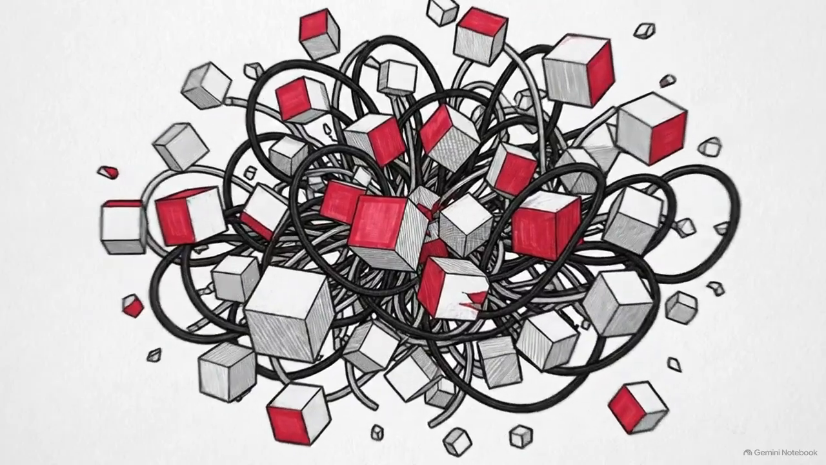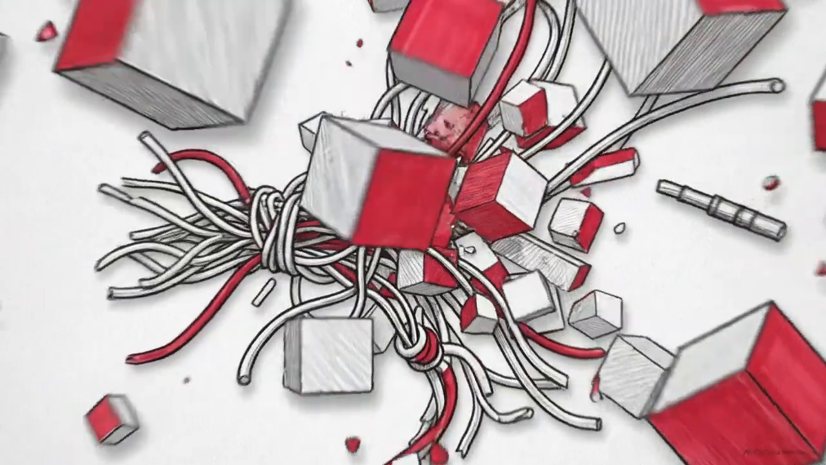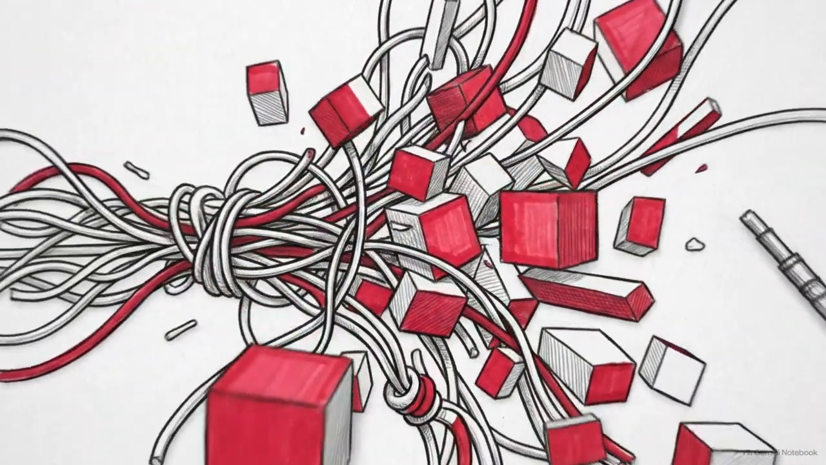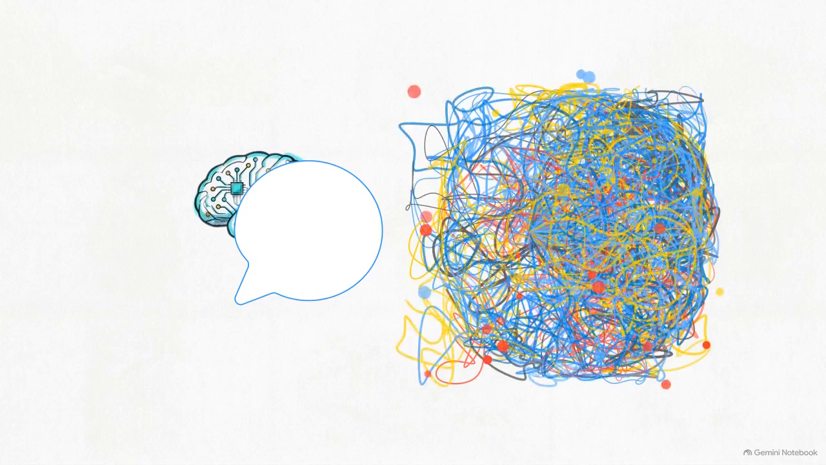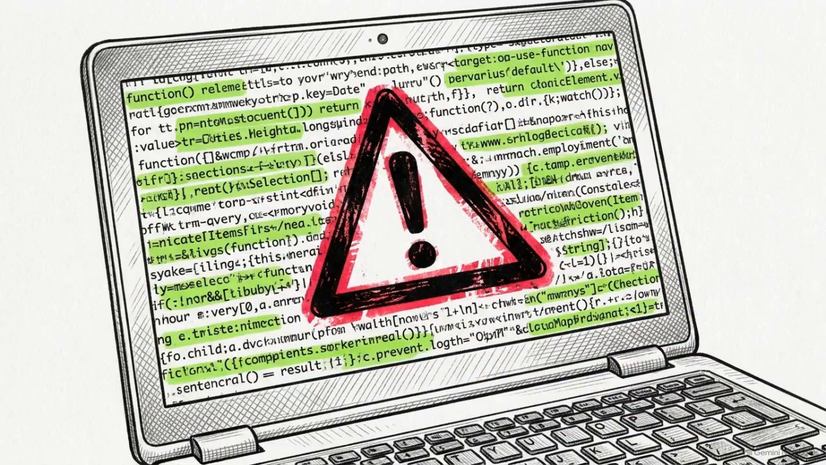Take a look at this visualization of runaway entropy. This is what happens when you rely on unstructured AI prompts. You ask an AI to build a feature, and it spits out a chaotic tangle of code. Developers call it vibe coding, and it almost always ends in a tangled, unmaintainable ball of mud.